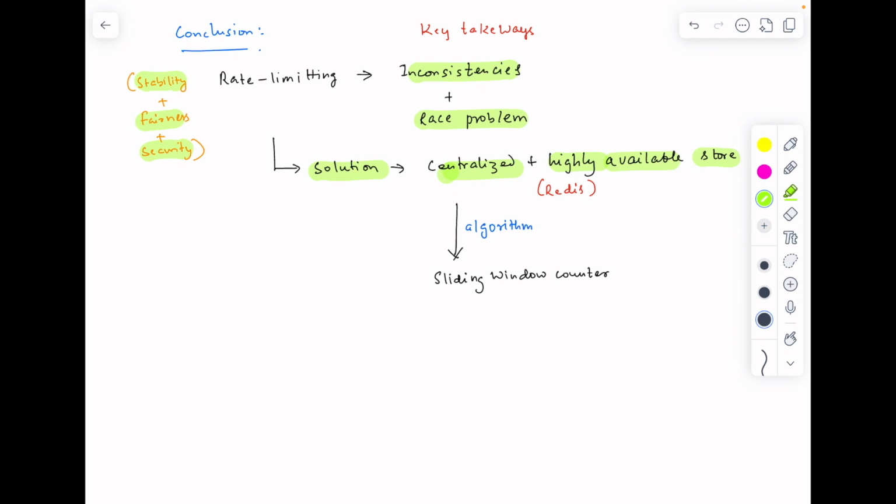And when choosing the algorithm, the sliding window counter offers the best balance of accuracy, memory efficiency, and smooth traffic management.